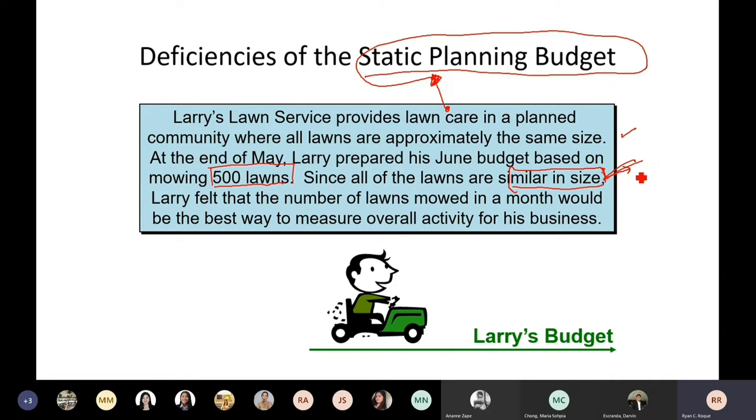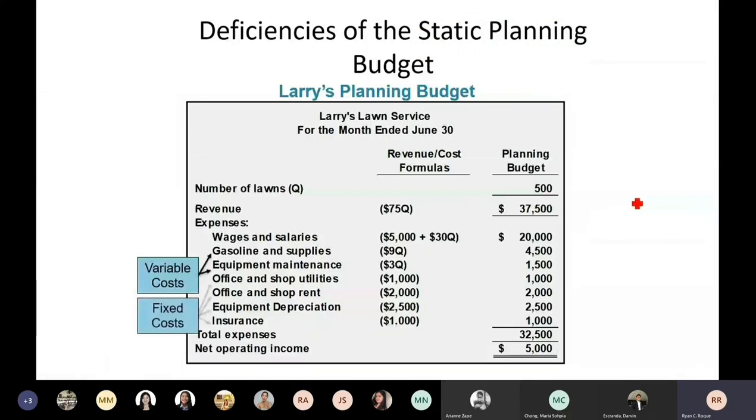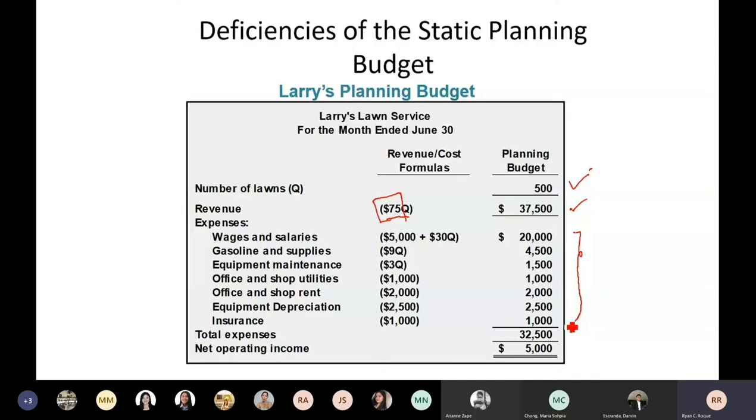Okay, pero since similar size naman yung lawns natin, we can make use na yung number of lawns as our basis. Okay, so I'll just show you the budget for 500 lawns. We come up with the revenue na 37,500 because every pag-mow ng lawn, 75 po ang price. Okay? And here are your expenses. Tingnan lang po natin yung expenses natin dito.